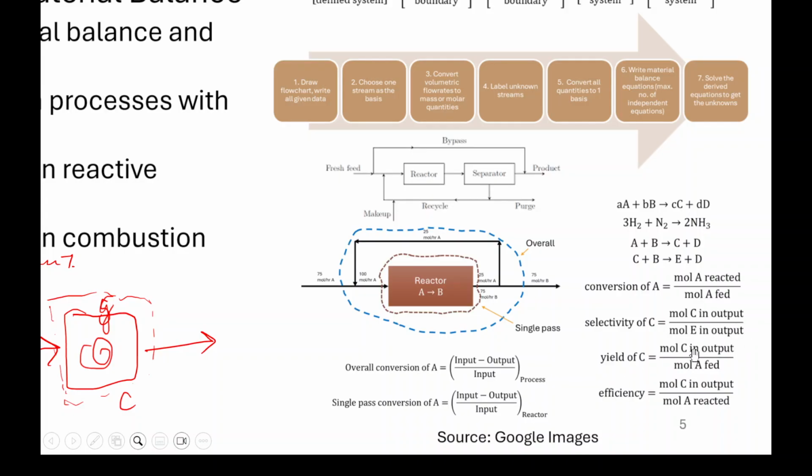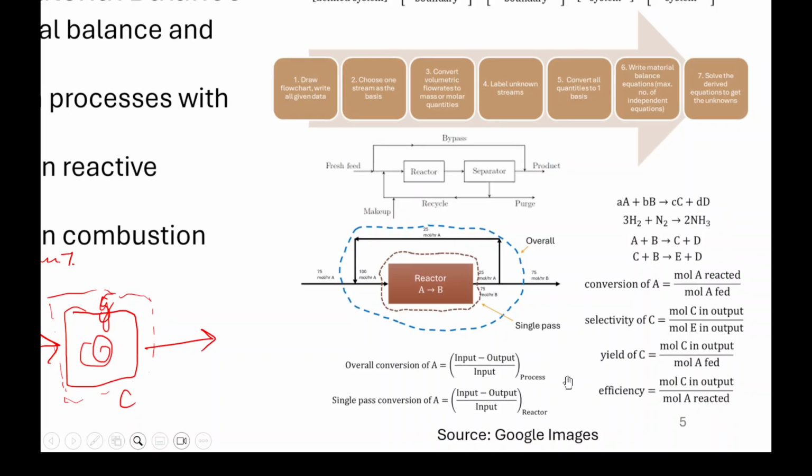Then yield of C will be mole of C in output upon mole of A fed. So basically, how much of A is being added, and then efficiency will be mole of C in output upon mole of A reacted.